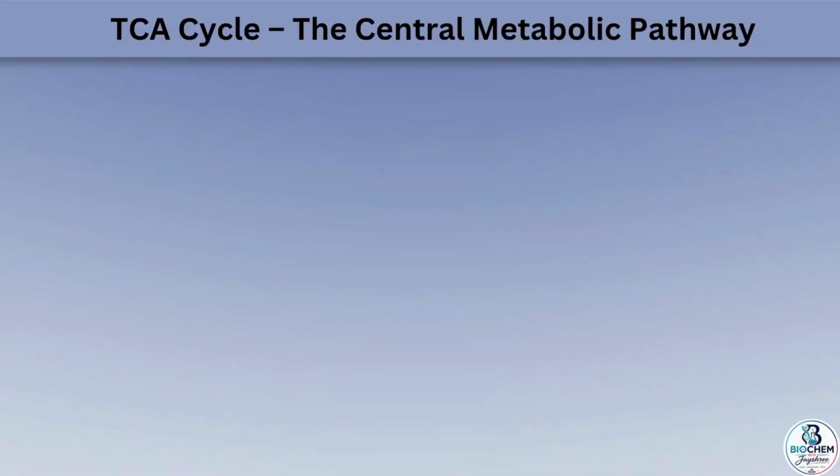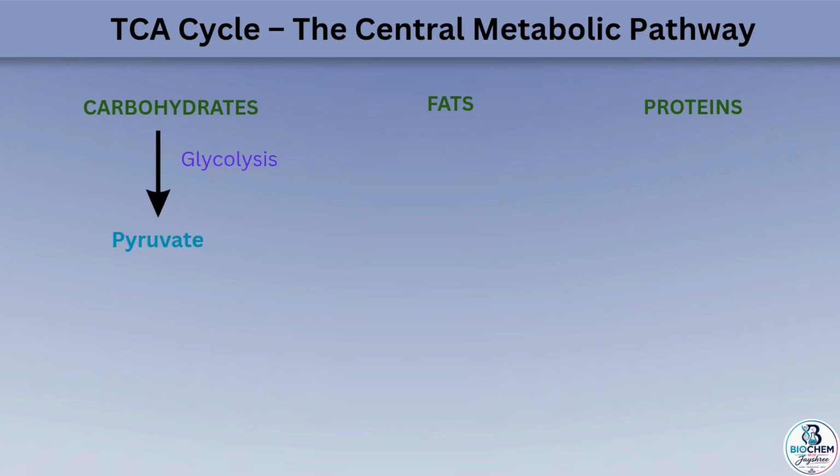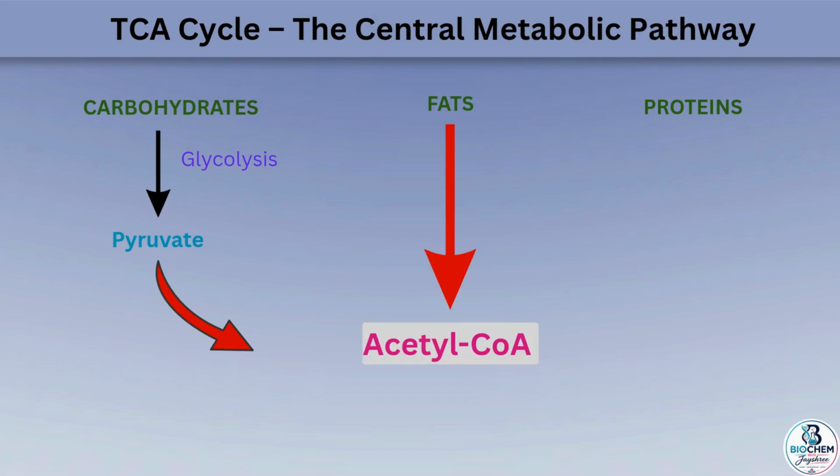Now, the TCA cycle is called the central metabolic pathway because all major nutrients ultimately enter this cycle. And these three major nutrients are carbohydrates, fats, and proteins. When we talk about carbohydrates, they are converted into glucose, then pyruvate, and finally form acetyl-CoA. Similarly, fats undergo beta oxidation to directly produce acetyl-CoA.